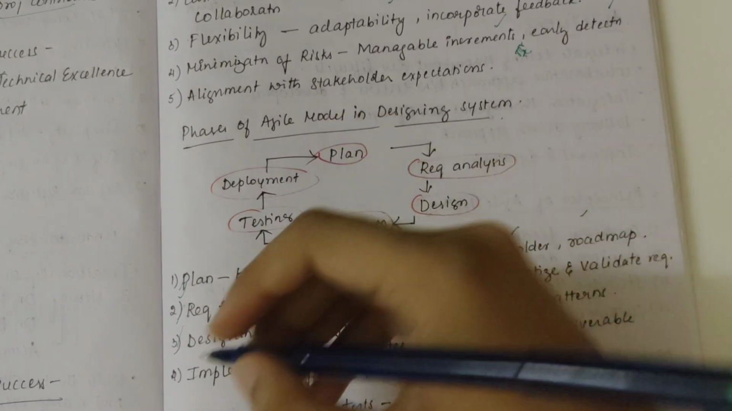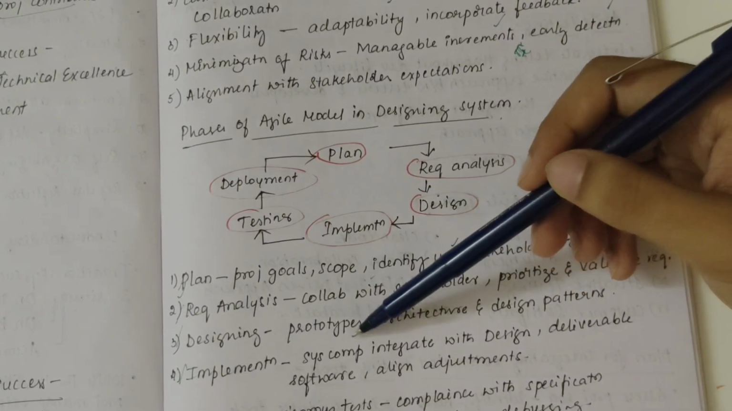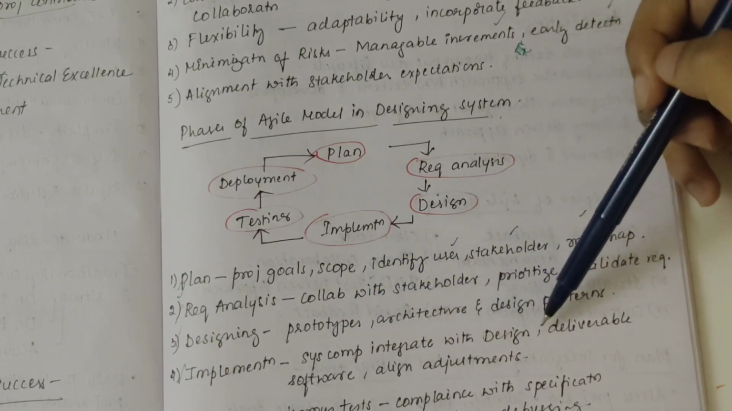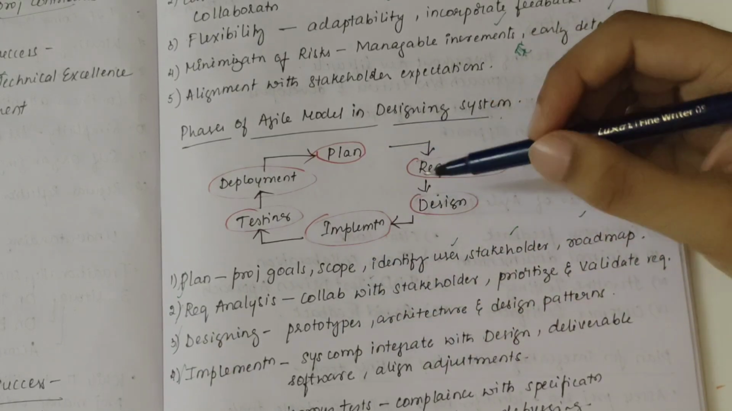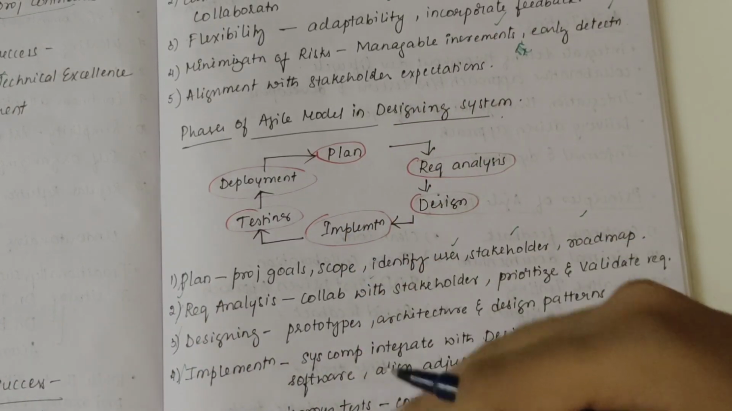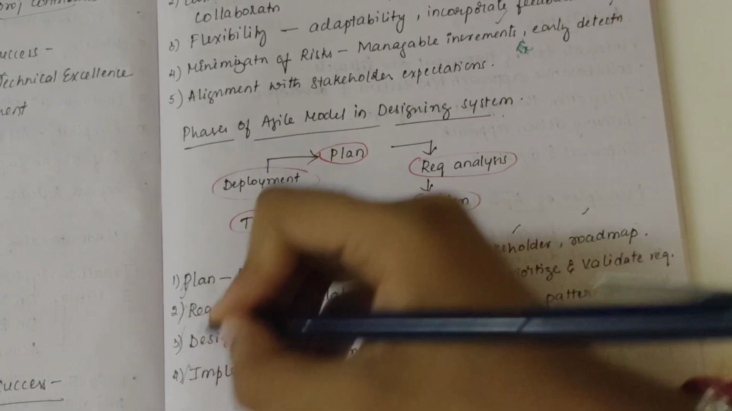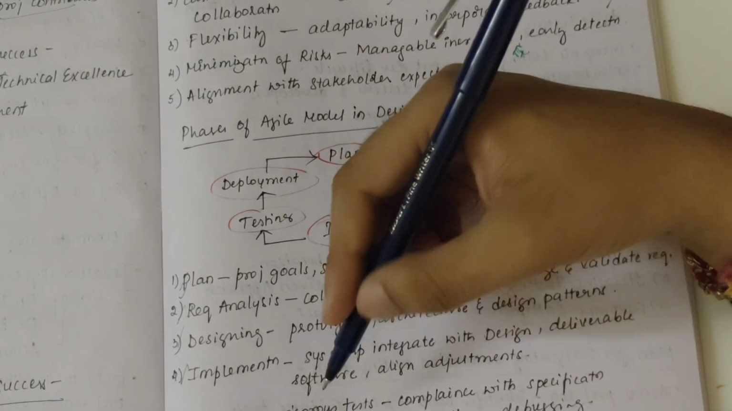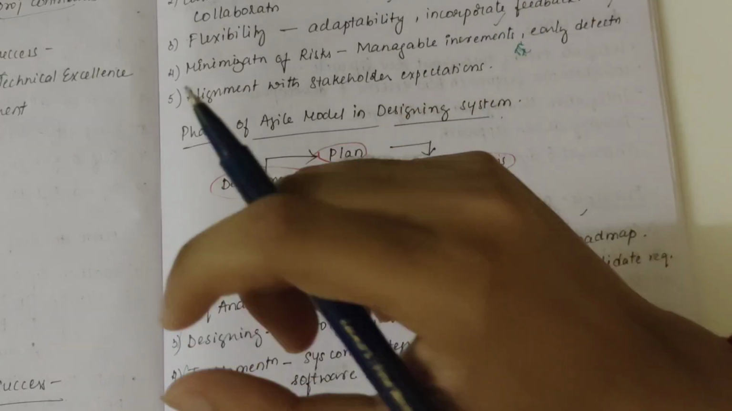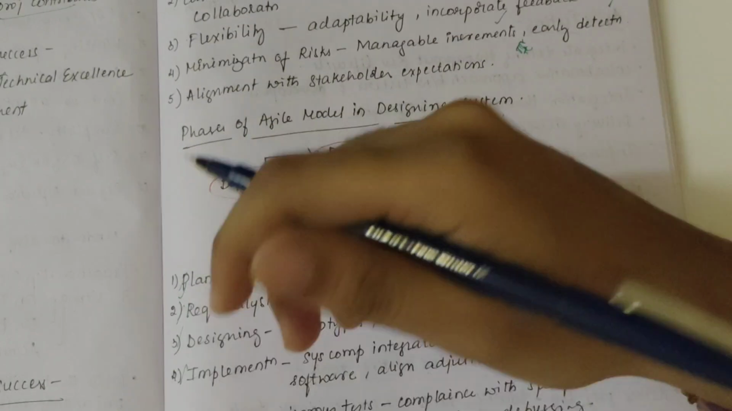Then we have implementation. In order to perform the implementation after designing, we consider the system's compatibility, the system components integrate with the design, and deliverable software aligns with the requirements. So we need to make sure that the requirements are aligned, and we give a deliverable, working software over excessive documentation. Then we have testing. In testing, we perform rigorous tests in compliance with the specification, in order to make sure that if there is any error hiding, that error is identified, and then we work on solving these errors.